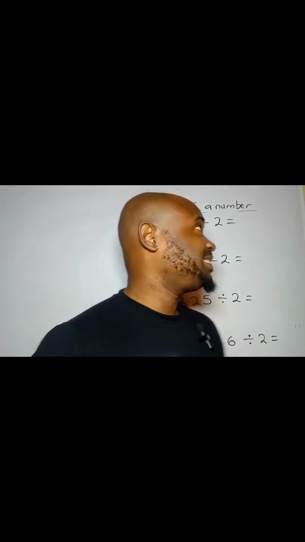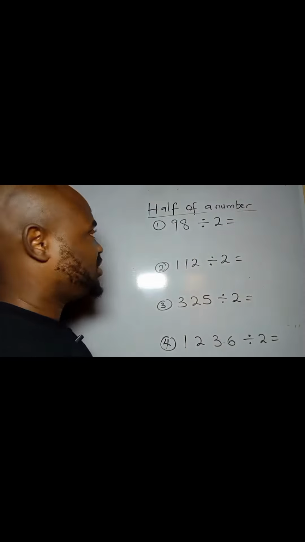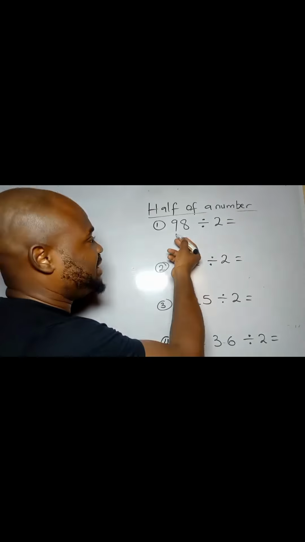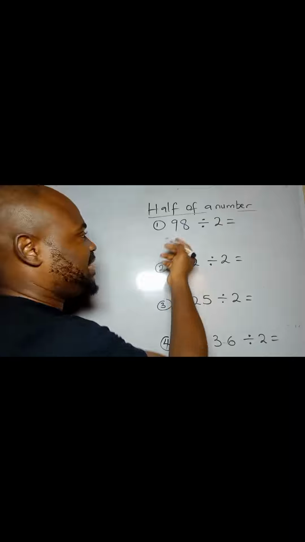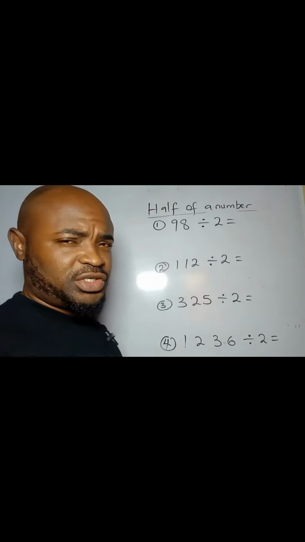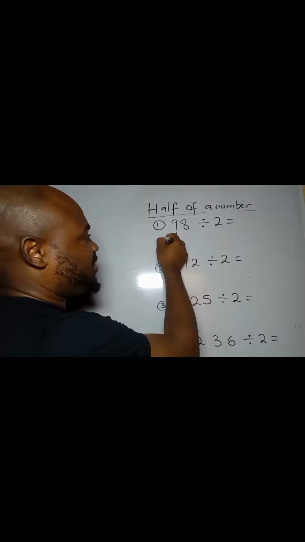Welcome to class. In today's class, I'm going to be showing you an amazing way of calculating half of a number. Now let's take the first one, 98 divided by 2. That is, find half of what? 98. Now I know it's easier for you to calculate half of this two-digit number, but let's just use the trick and see. Now multiply the first digit by 5.